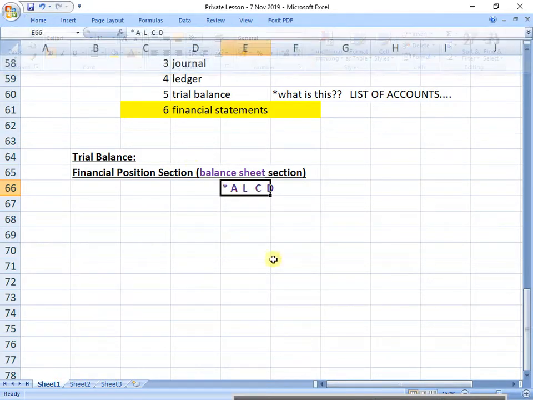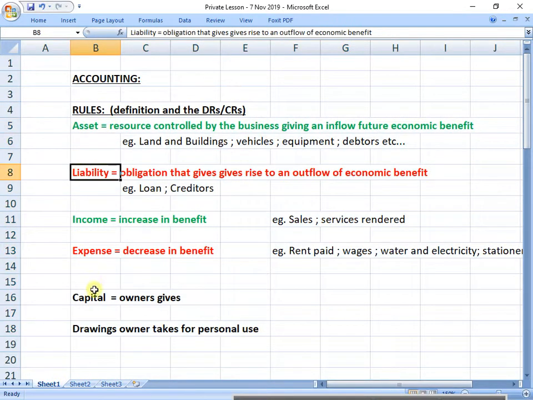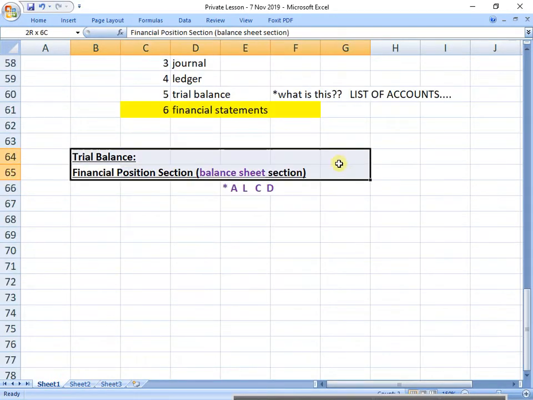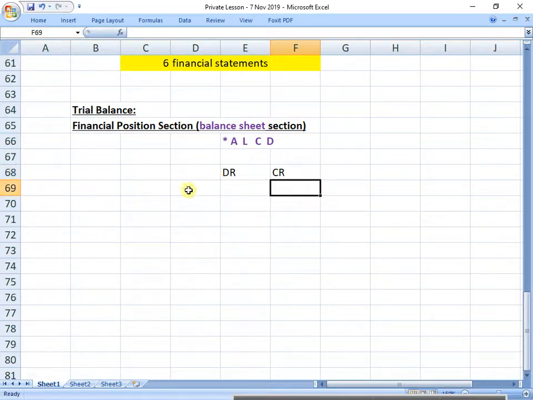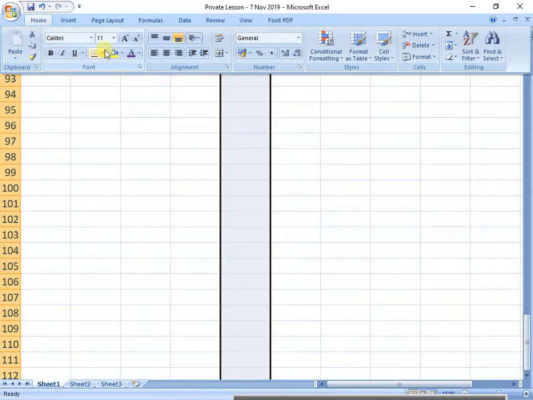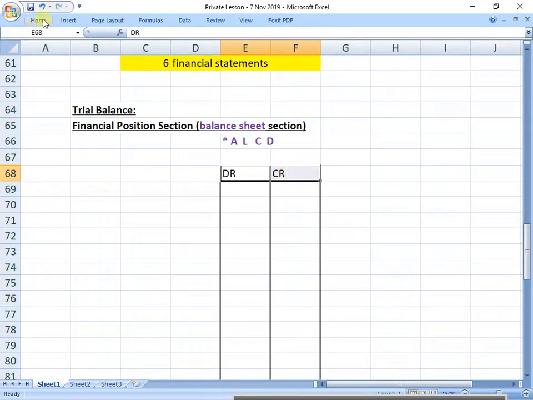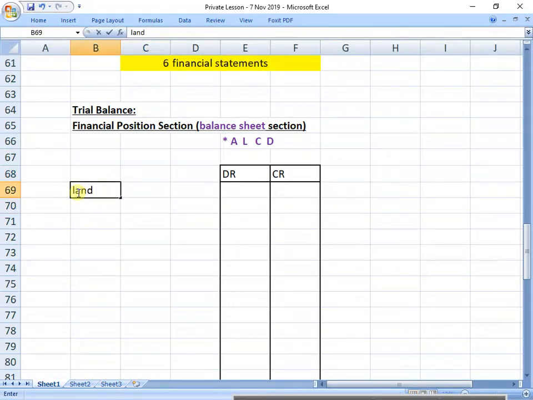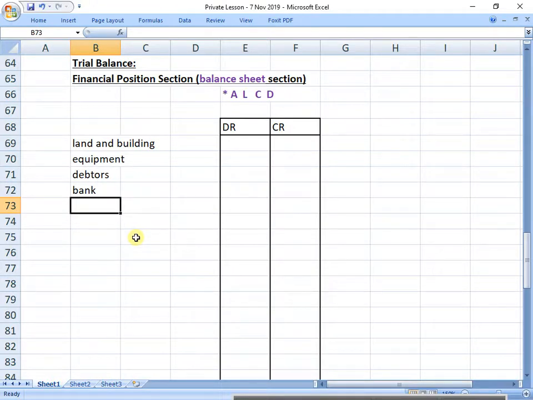Those are four of the six rules. Remember, we started off by discussing what the six rules are. Assets, liabilities, capital, and drawings. You will see them here in the financial position section of the trial balance. What does the trial balance look like? There's a debit column and there's a credit column. You might even have seen this in some of your questions. Then they'll give you a whole bunch of accounts. I'm just going to give you a few, the ones you had earlier. Land and buildings. Equipment. Debtors. Bank. Then let's add the liabilities: loan, creditors. Let's add capital. And let's add drawings. Then they'll give you an amount for these things.